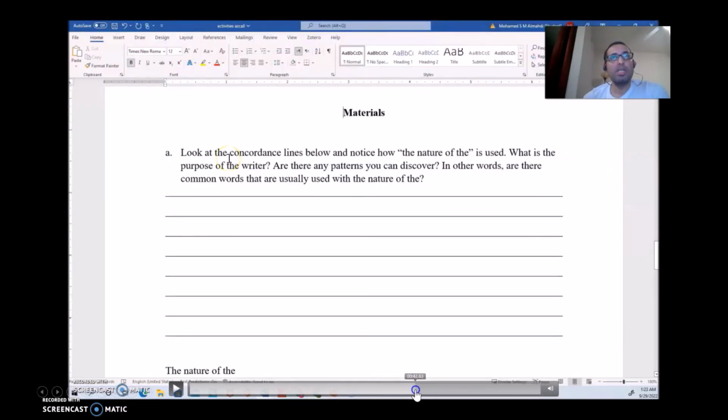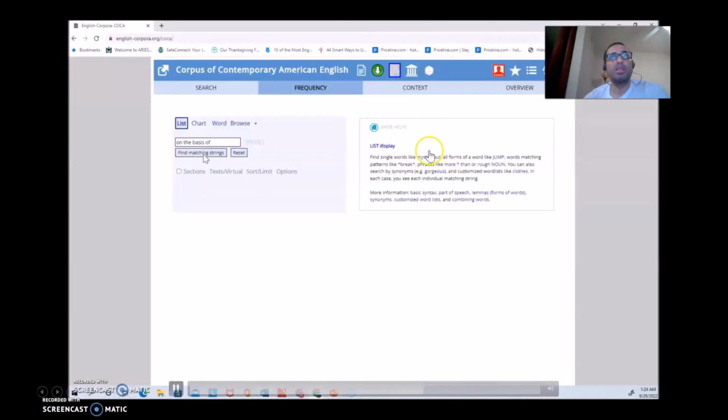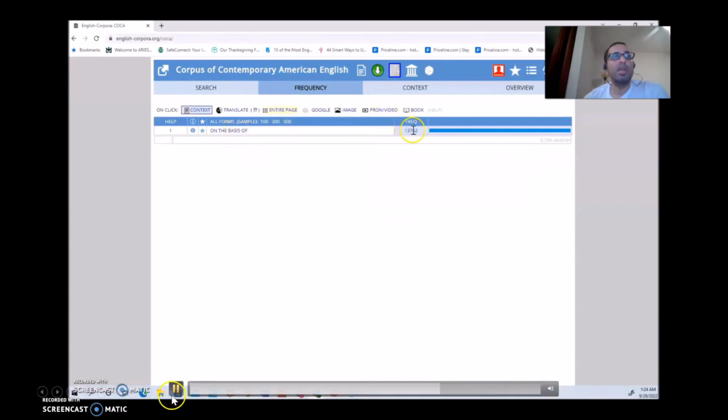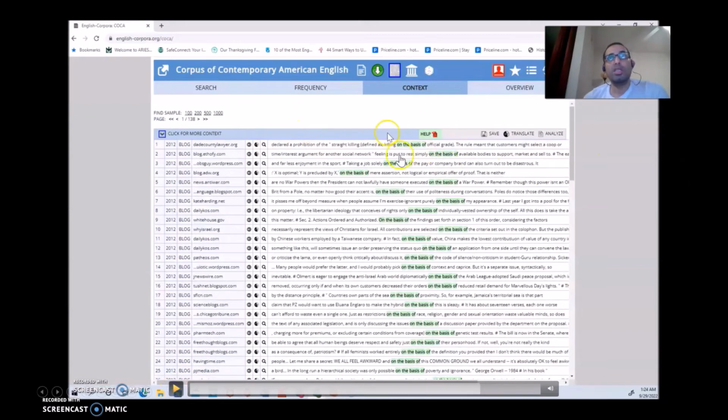Then there is another activity, and it's based on the concordance lines. So I asked students to look at the concordance lines and find this bundle, for example, on the basis of in COCA, and then look at the concordance lines in COCA and guess its function and also the structure that comes after it or before it. It depends.